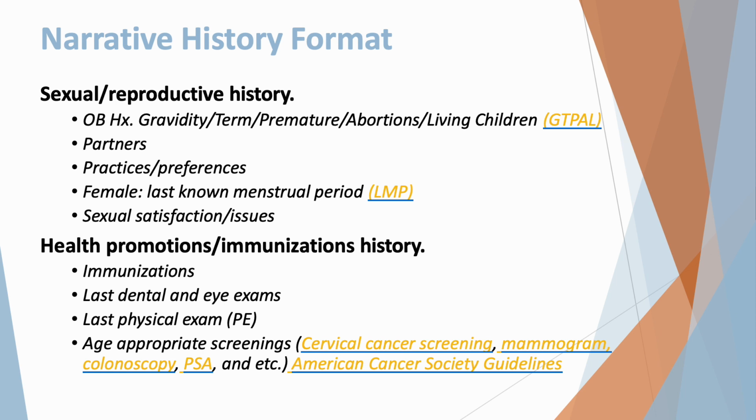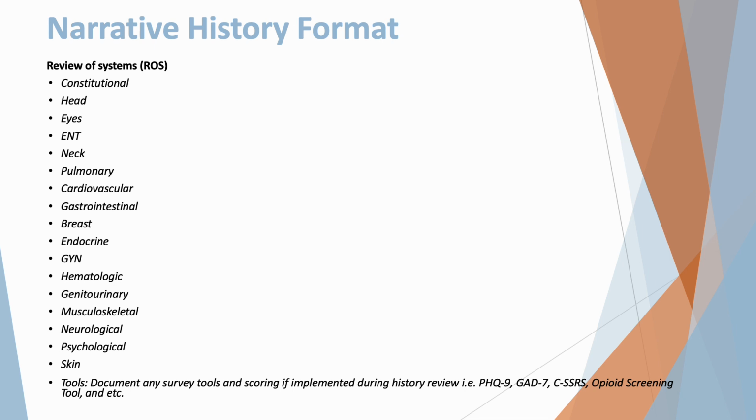And then, of course, you conclude your health promotions and immunization questions with looking at the age-appropriate screening, such as pap smears, colonoscopies, PSA tests, maybe even low-dose CT scans if they have a history of smoking. But this is where you are evaluating that information.